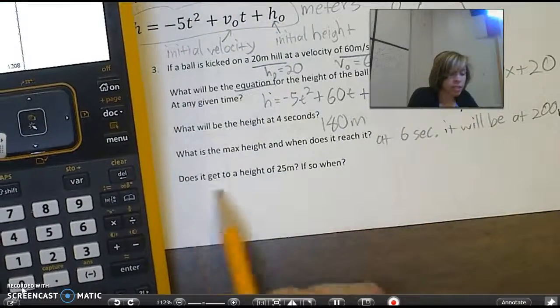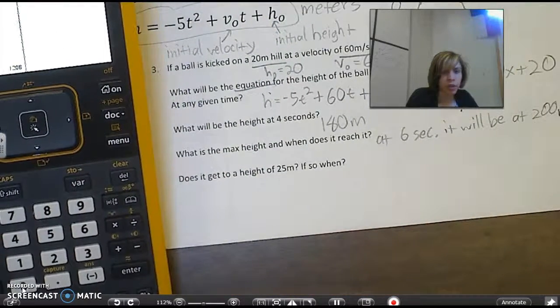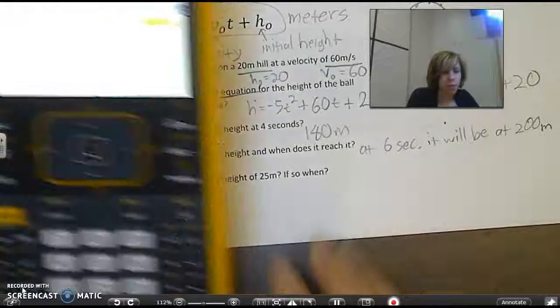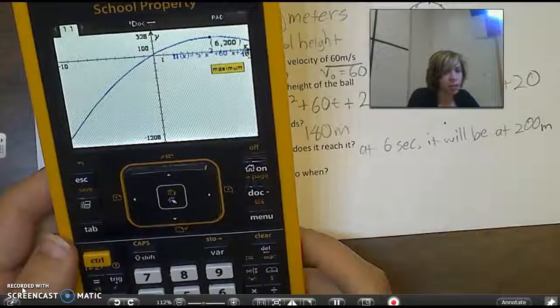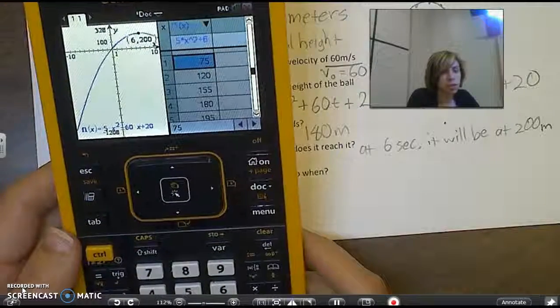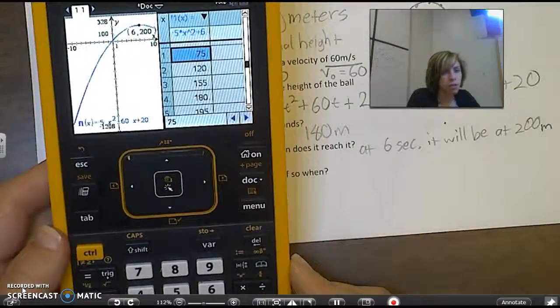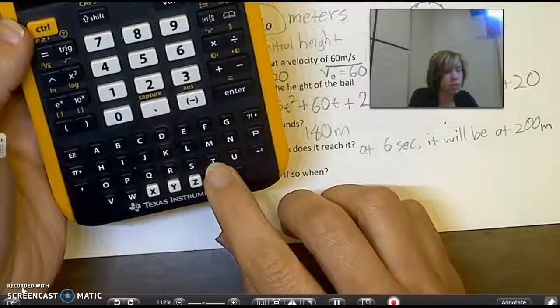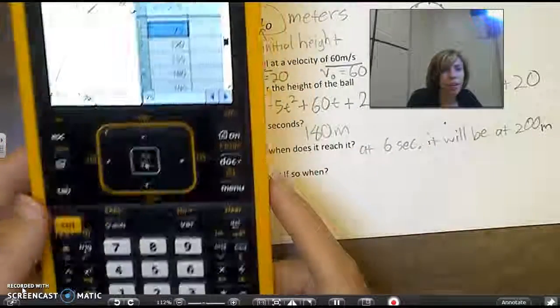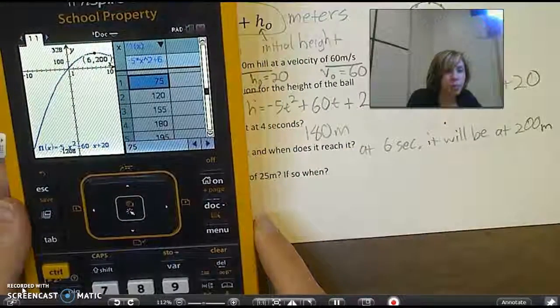Okay, next question. Does it get to a height of 25 meters? If so, when? Okay, for that I need to go back to the table, so I'm going to do Control T to get the table back. Okay, so just in case you didn't hear that, it's Control and then T, this letter down here. Okay, so you got your table.